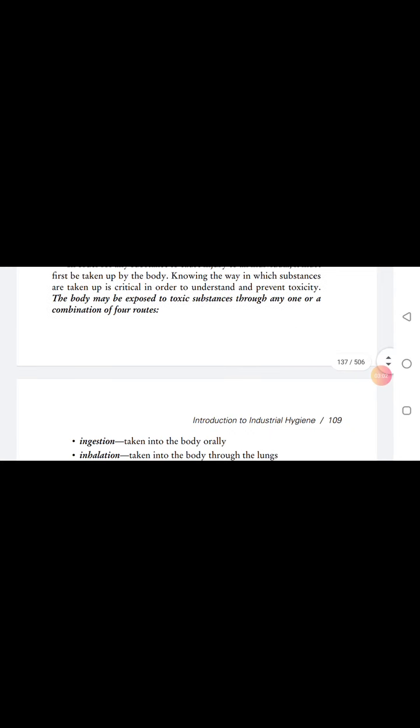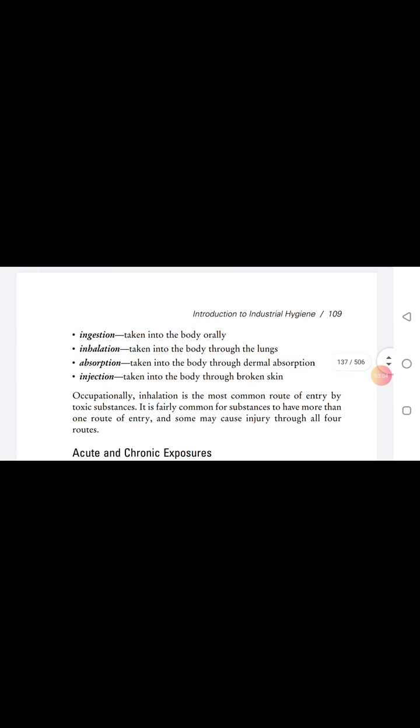Now look at the next heading, routes of entry. How many routes of entry are there through which a toxic material can enter into a body? There are four routes. Number one, ingestion. Number two, inhalation. Number three, absorption. And number four, injection. One by one, I will explain to you.